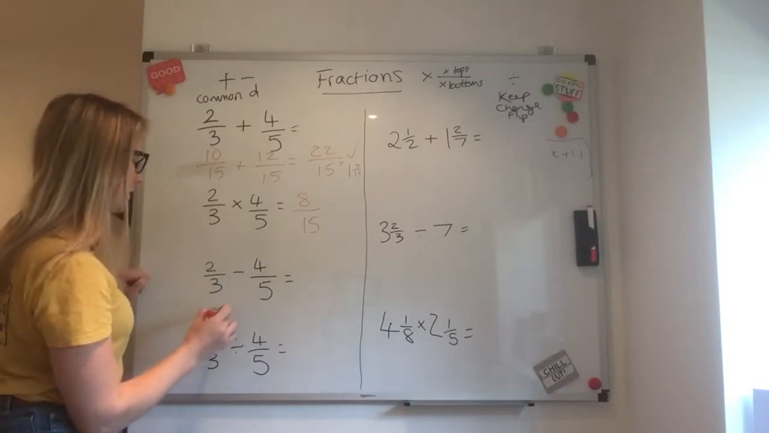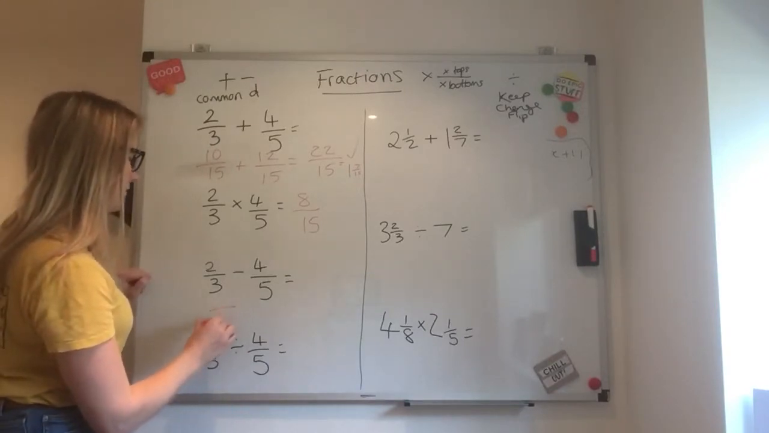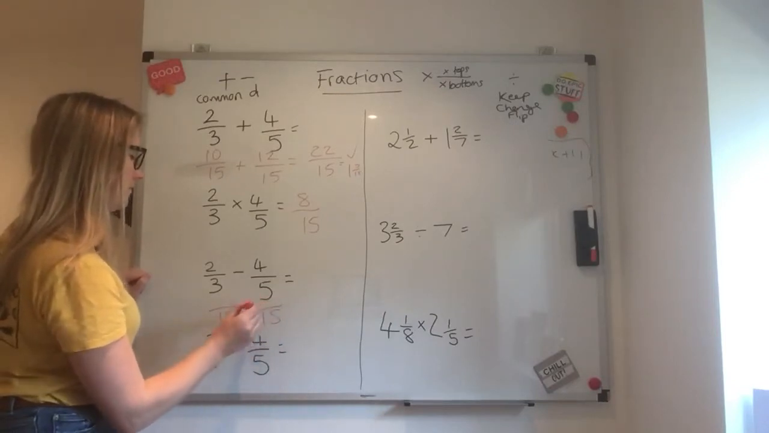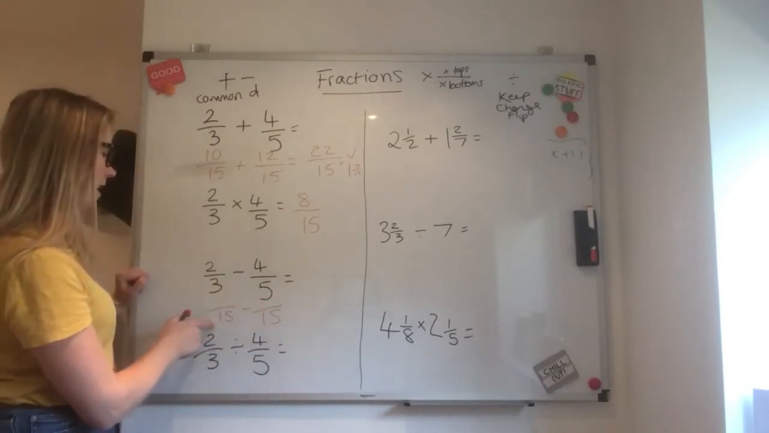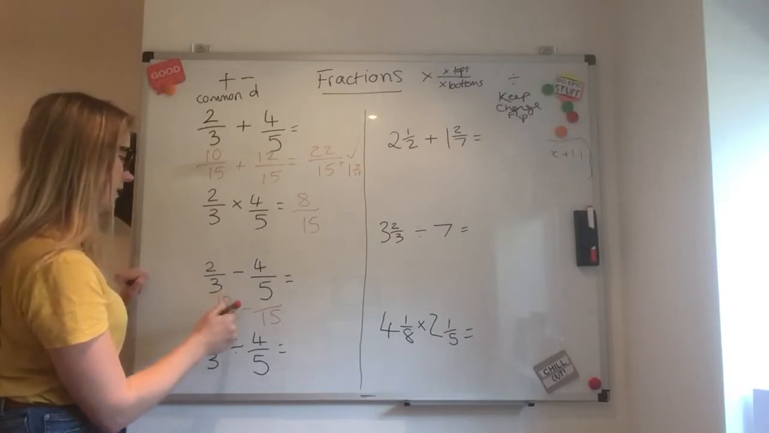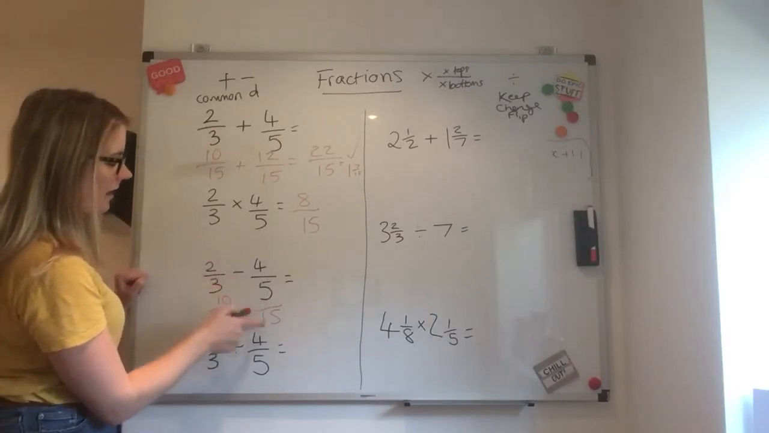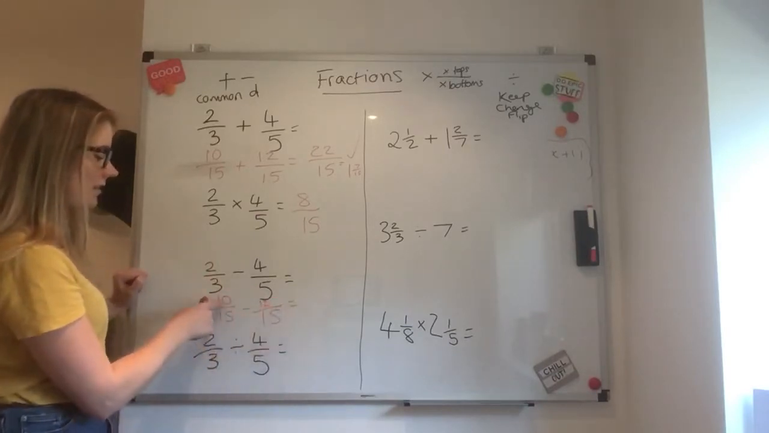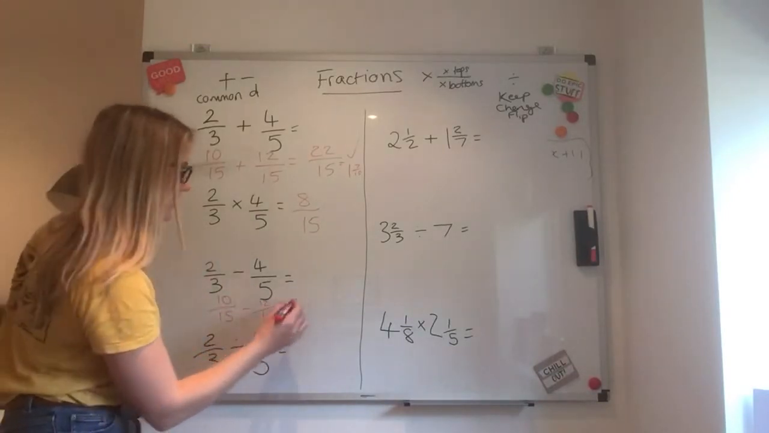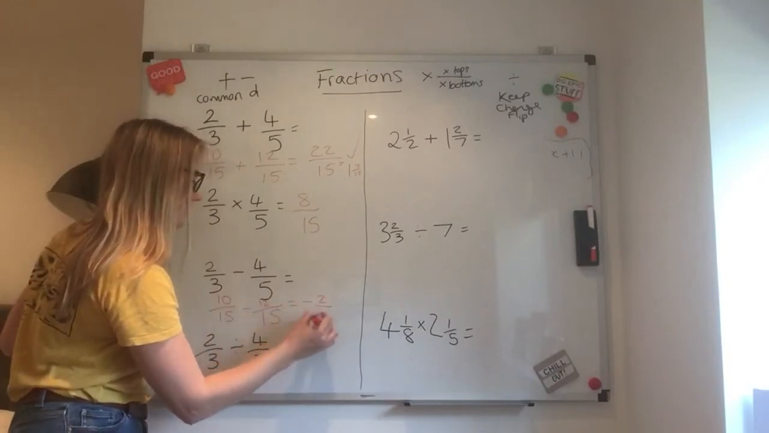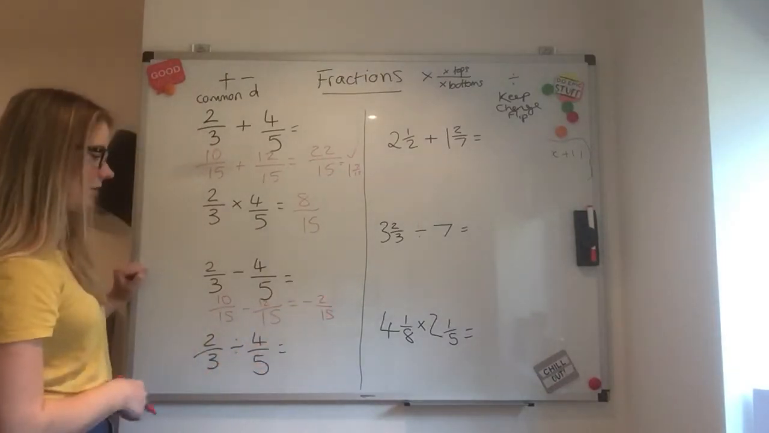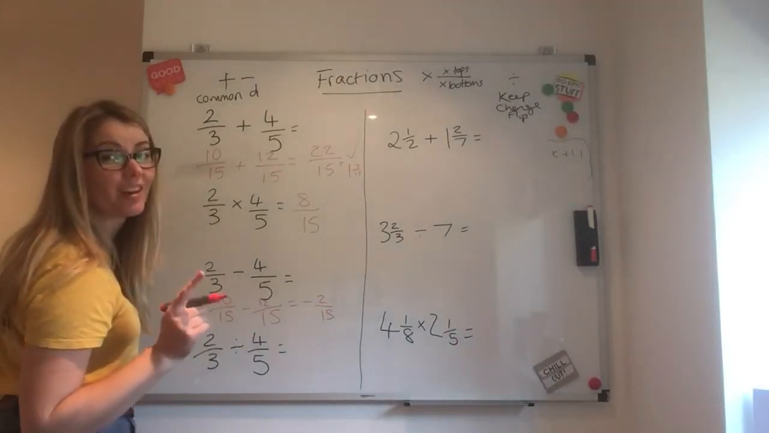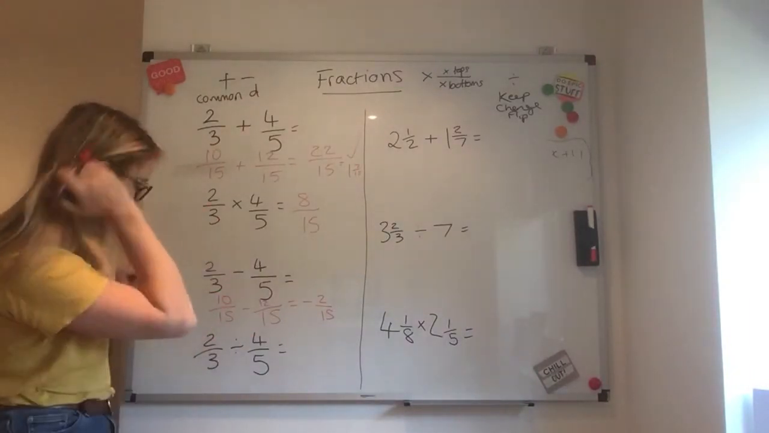Right, 2/3 minus 4/5. I'm going to put a common denominator of 15 again. I've times by 5 there, so I'm going to times by 5 there. I've times by 3 there, so I'm going to times by 3 there. And be careful, 10 fifteenths minus 12 fifteenths gives us minus 2 fifteenths. So it's negative. If you just put 2 fifteenths, that's wrong. Think about your negative numbers.